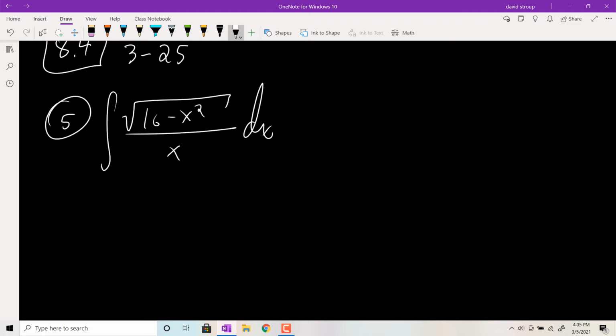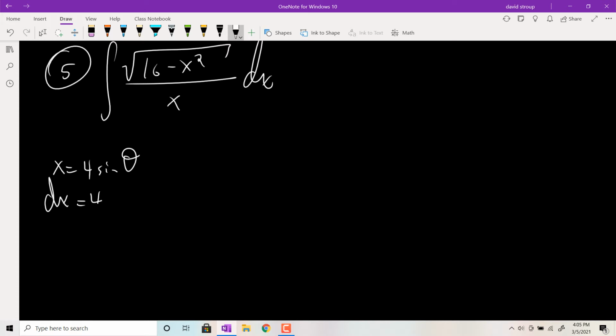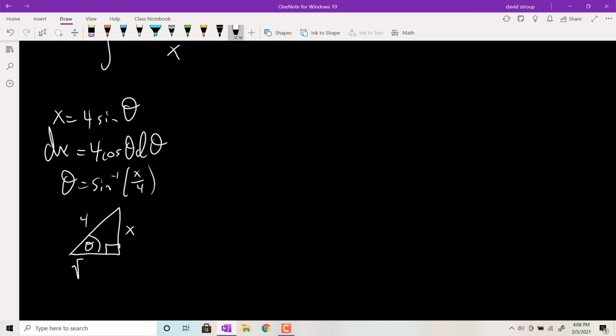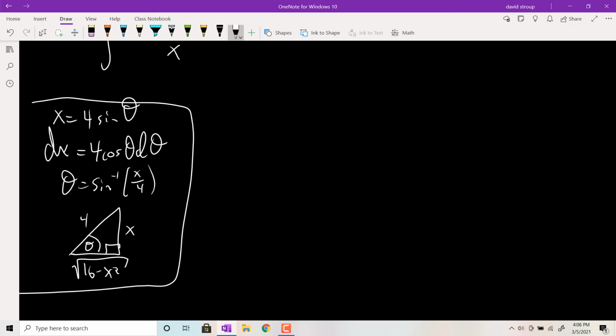So anyways, based off the form, you can see it's a sine. So x equals 4 sine theta. And then get your dx. So that's going to be 4 cosine theta d theta. And then get your triangle stuff. So theta is sine inverse of x over 4. So my triangle, opposite over hypotenuse. And then we get the square root of 16 minus x squared. And all of this junk gets cordoned off there.